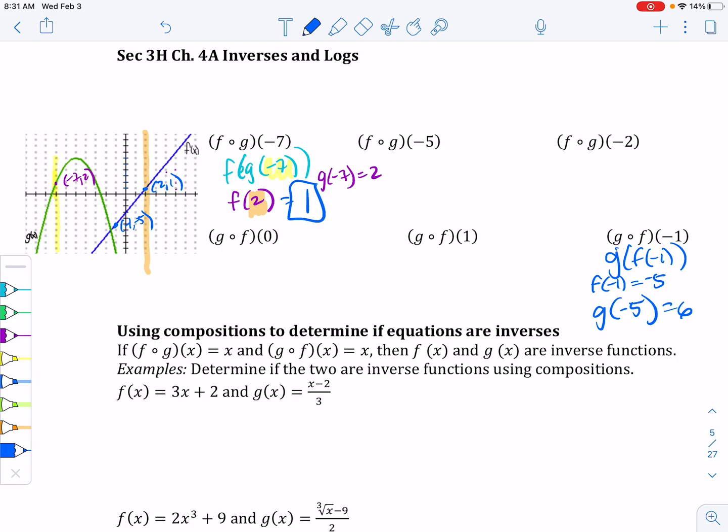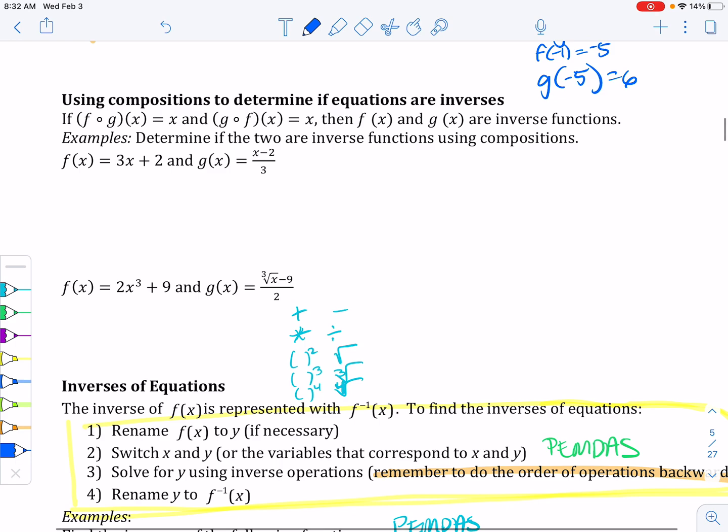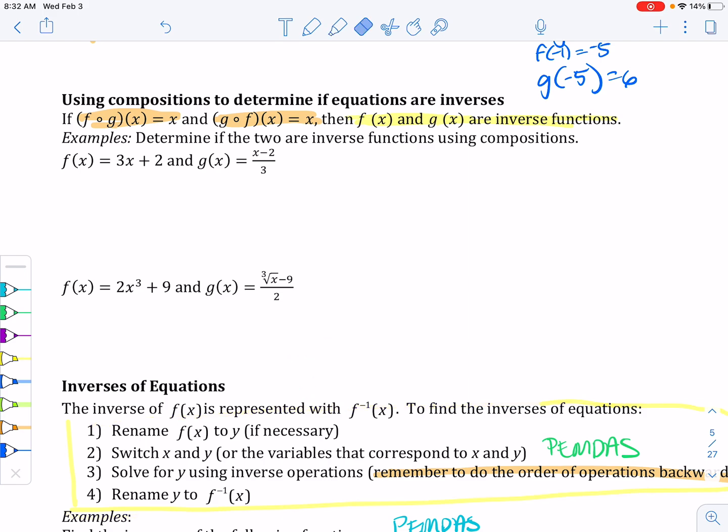Now, before this, we had been talking about inverses. So what do compositions have to do with inverses? Well, it turns out if you find f of g of x and g of f of x, and both of those things equal our x value, then those two are inverses of each other. So what we can do is determine if our equations are inverses based on composing them. Now you do have to compose them in both directions. It's not just one direction, it's both of them.